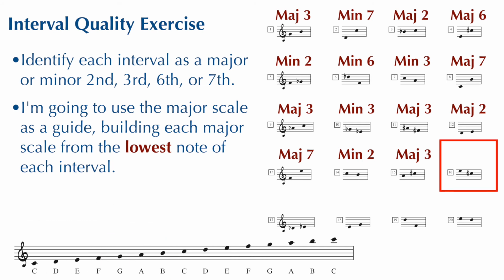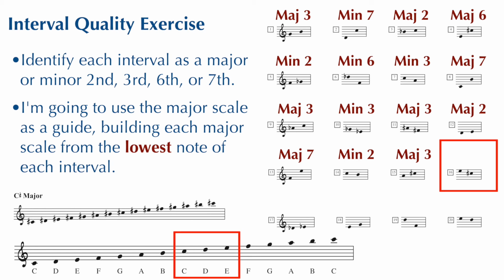Number 16, E going down to C sharp. E to any kind of C is going to be a third, and we use our lower note, the C sharp, to build our major scale to figure out if it's a major or minor interval. So our C sharp major scale, which you're not going to see too often, is C sharp, D sharp, E sharp, not E. So C sharp to E is a minor third.